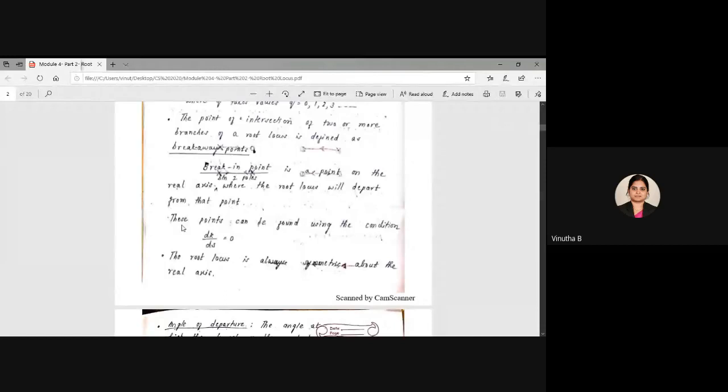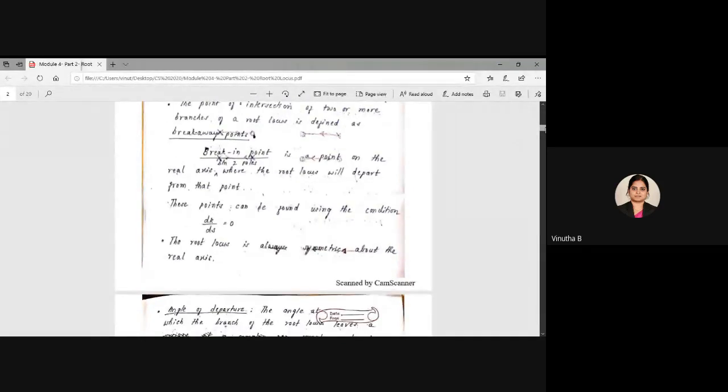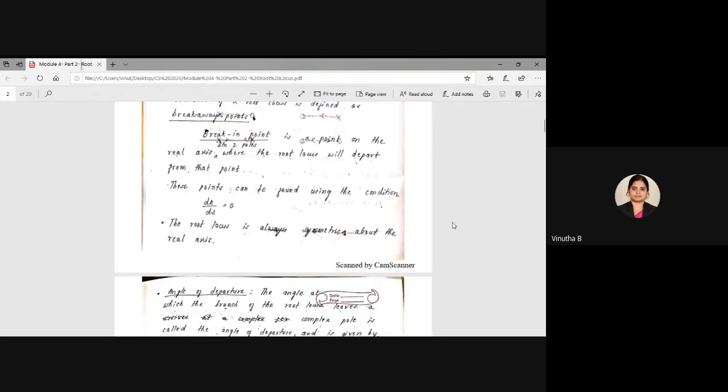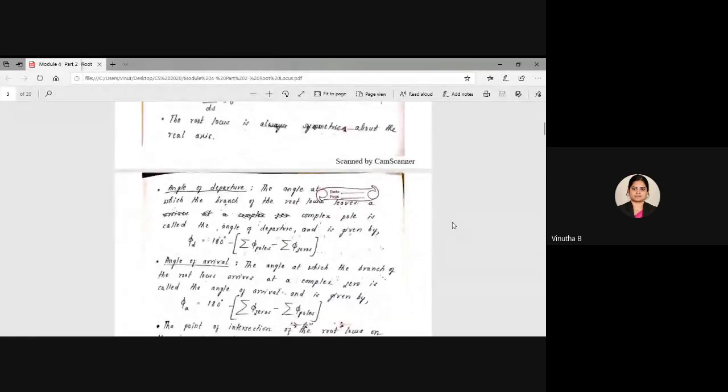Now, these points can be found out using the condition. This we have already dealt with. Whenever you come across breakaway points, we have further steps there. First you have to identify the characteristic equation. Then you will find out k from that characteristic equation. Once you find the equation for k, you will differentiate k with respect to s and equate it to 0, isn't it? The root locus is always symmetric about the real axis. This also we have studied in the last class.